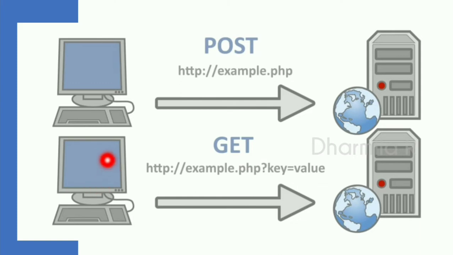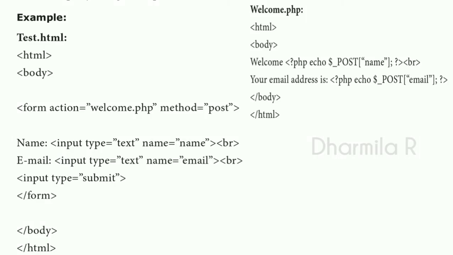The input data sent to the server using the GET method is done via the URL address, that is, the Uniform Resource Locator. So the entire detail will be displayed in the URL, which does not provide data security. Now let us see how to write the program using HTML and PHP.